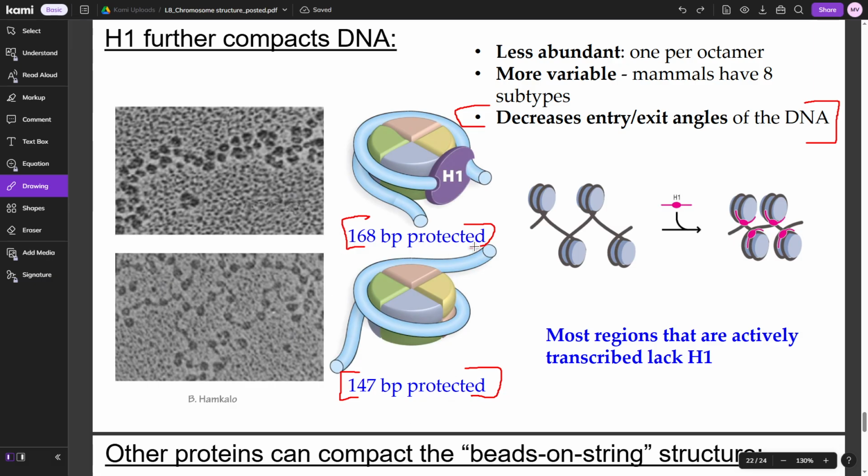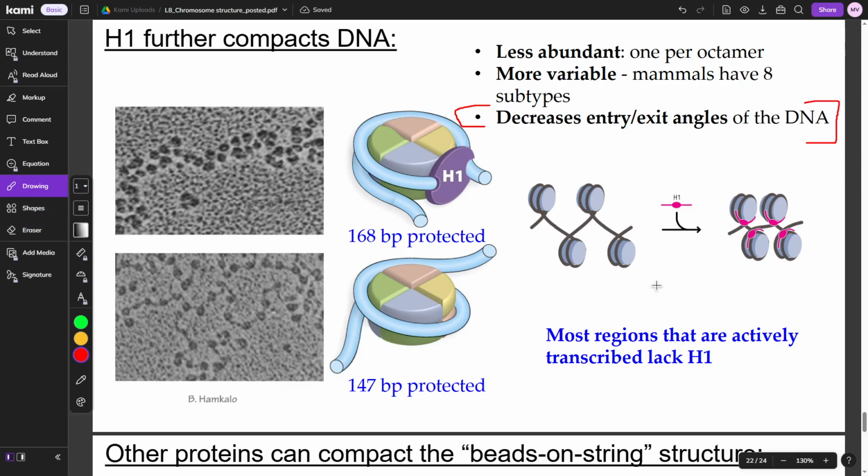This is the other one I'd memorize, because Goo loves the fill-in-the-blank question, so he could totally ask, when the nucleosome is protected by H1, this many base pairs are protected, or when it's not protected by H1, this many base pairs are protected. So just something to be aware of, and it's fair game on the exam.